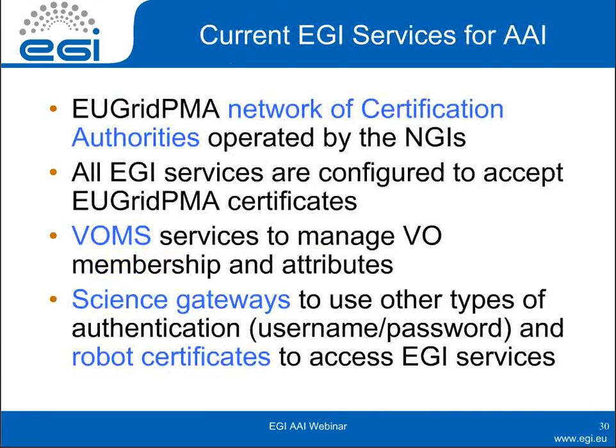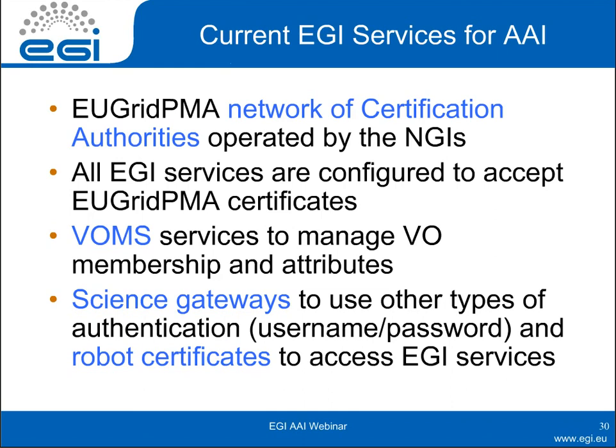So what are our current services for AAI? Through our NGIs and EUGridPMA, we have a network of certification authorities to release credentials to the users. Let's say that some users don't have access to them, but if a user really wants a certificate, there are ways to obtain it. We have a catch-all certification authority, the TERENA Certificate Service, so if users want a certificate, they can have it. It allows users to be authenticated in every service.